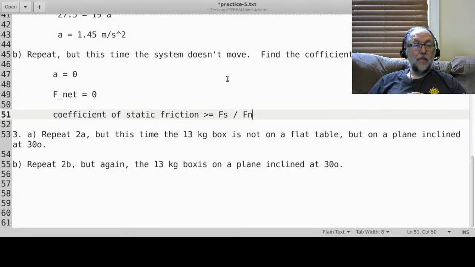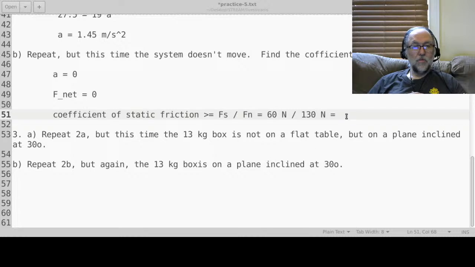So if we plug in the numbers here, what was the static friction? It was 60 newtons, and the normal force was 130 newtons. And what does that work out to? 60 divided by 130, a little under a half.